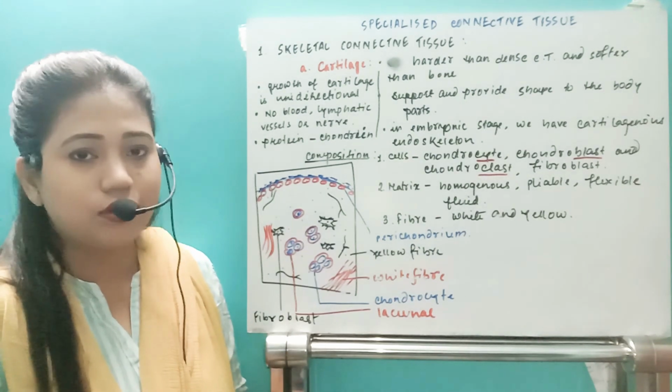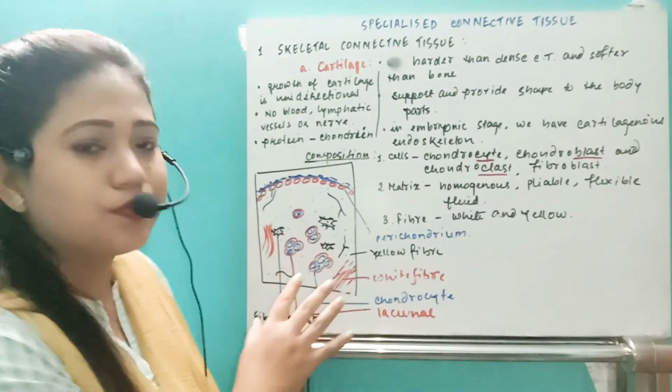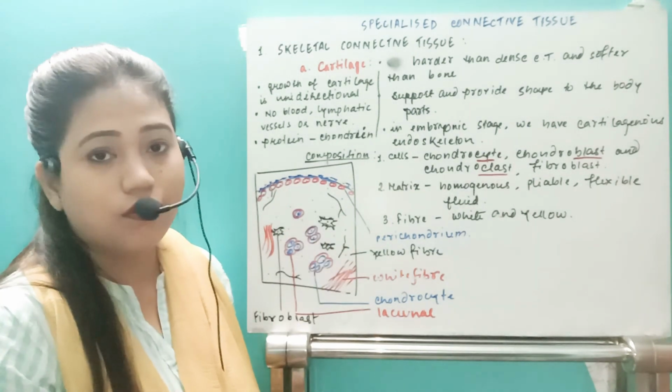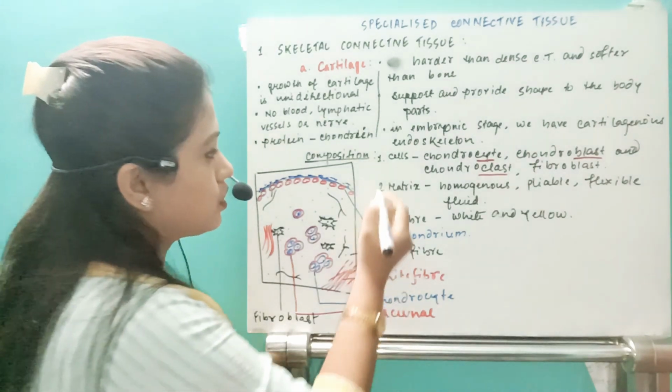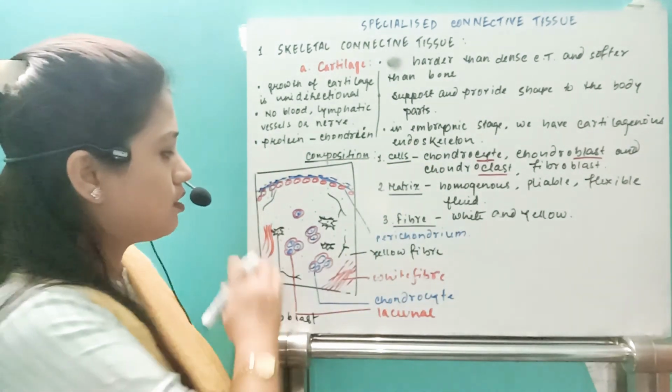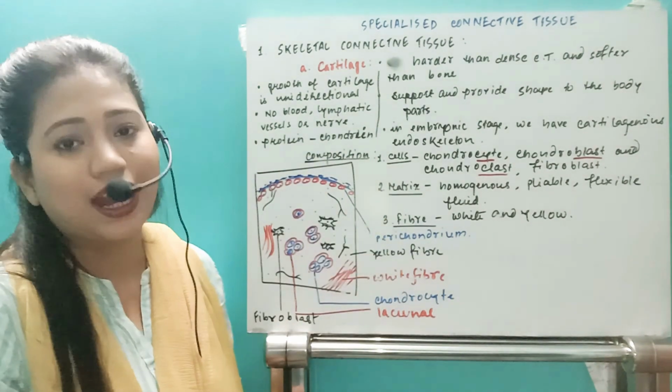So this is about the first part. We need to know what the compositions of cartilage are. Three compositions are here. What are they? Cell, matrix and fiber. This is the general structure of the cartilage.